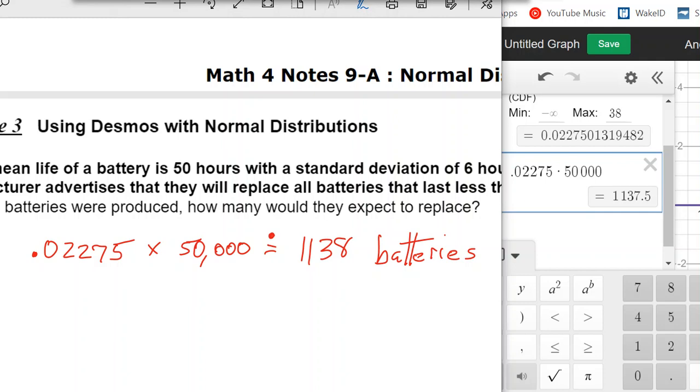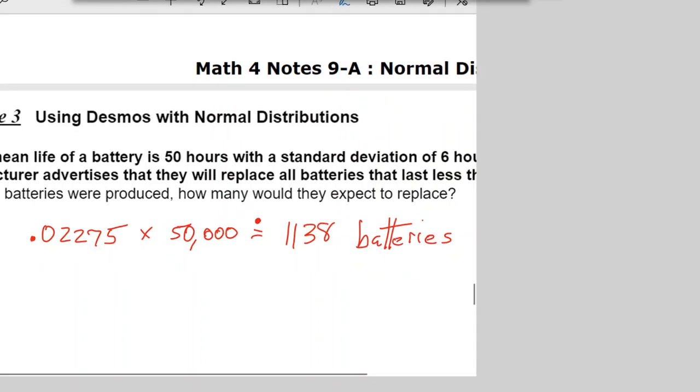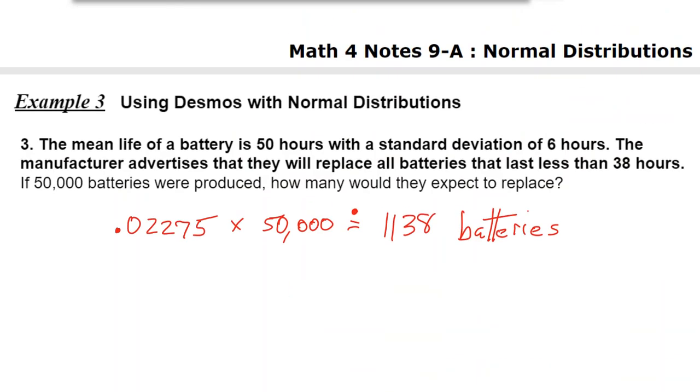You know, sometimes companies have to anticipate this sort of thing, especially if they're going to give that kind of warranty on it. They're going to have to figure out how many are they really going to replace, because they have to figure the cost into everything else they do. But that is, I believe, the last of the notes. So that is your notes for 9A.